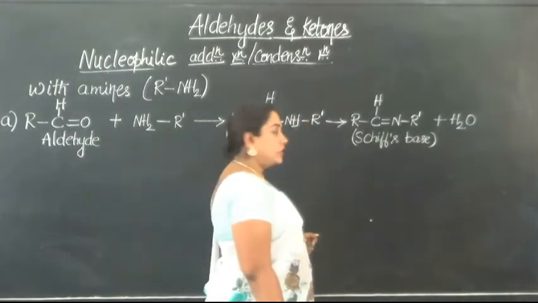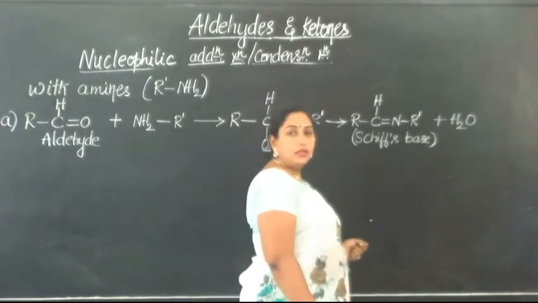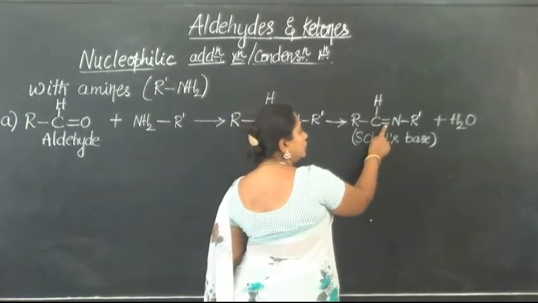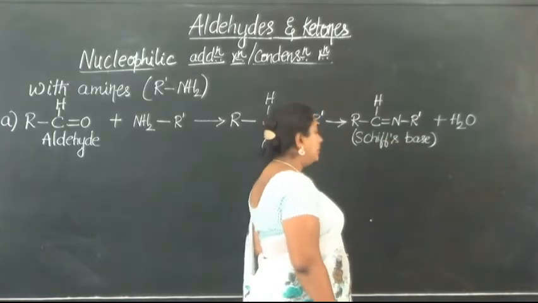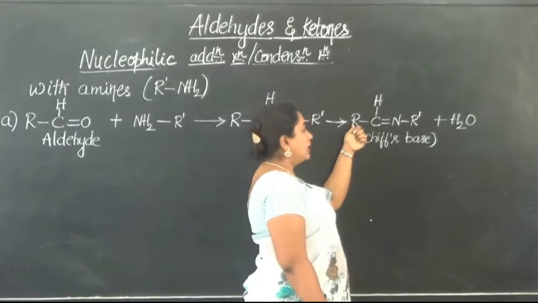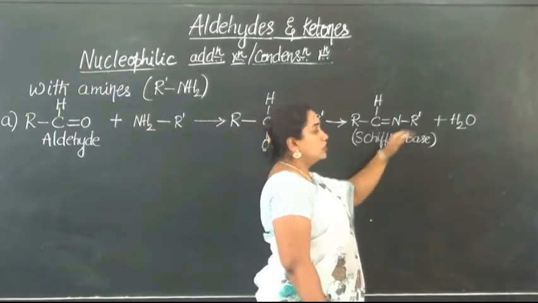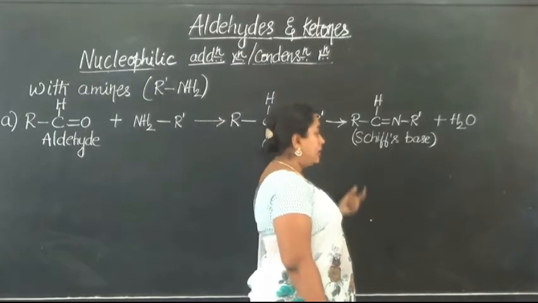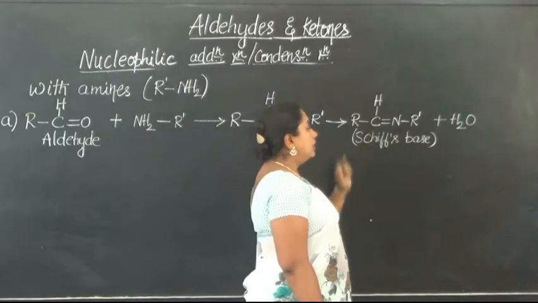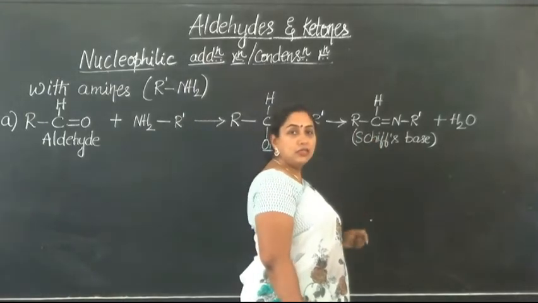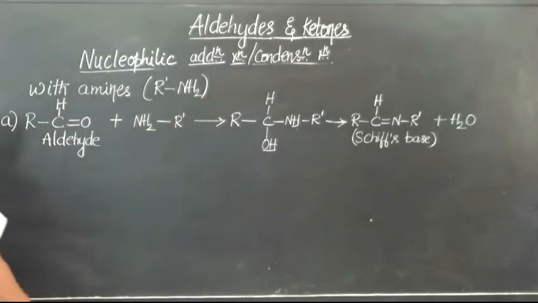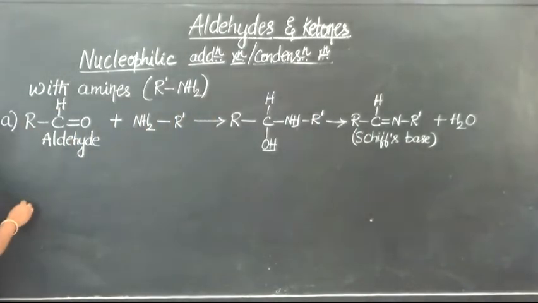How will be the structure of a Schiff's base? How to identify that the product formed is a Schiff's base? Very simple. Carbon and nitrogen should be linked by a double bond, and in turn the carbon should also be linked with another carbon atom and nitrogen should also be linked with another carbon atom. So if any organic compound satisfies this condition, then that compound is referred to by the name Schiff's base. Now, let us take up the example for aldehyde, so the process becomes clear.